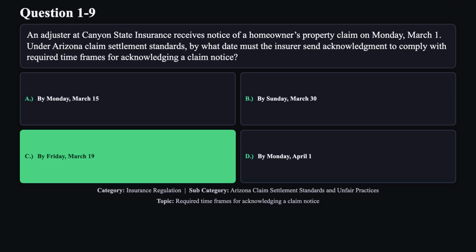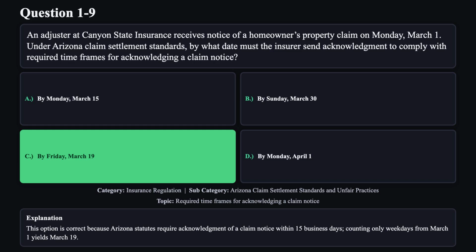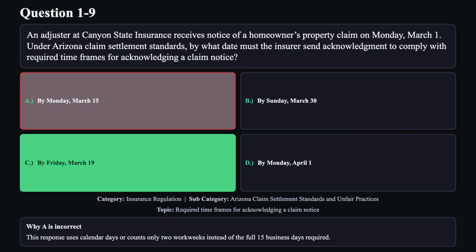The correct answer is C. This option is correct because Arizona statutes require acknowledgement of a claim notice within 15 business days. Counting only weekdays from March 1st yields March 19th. Reason A is not correct. This response uses calendar days or counts only 2 work weeks instead of the full 15 business days required.